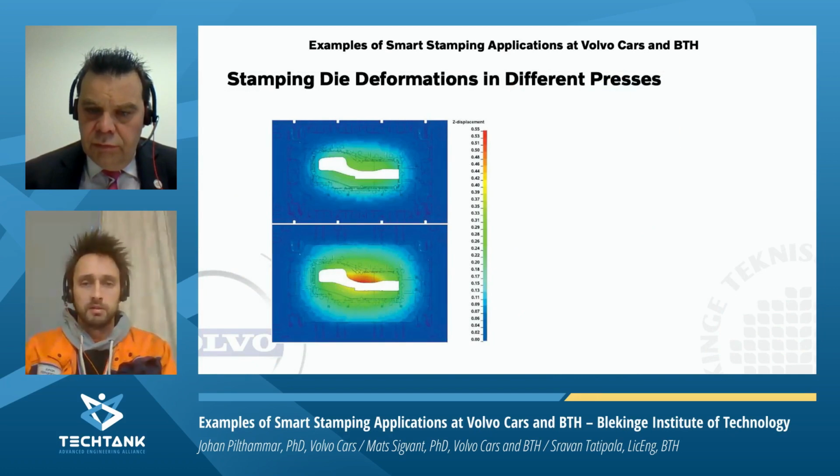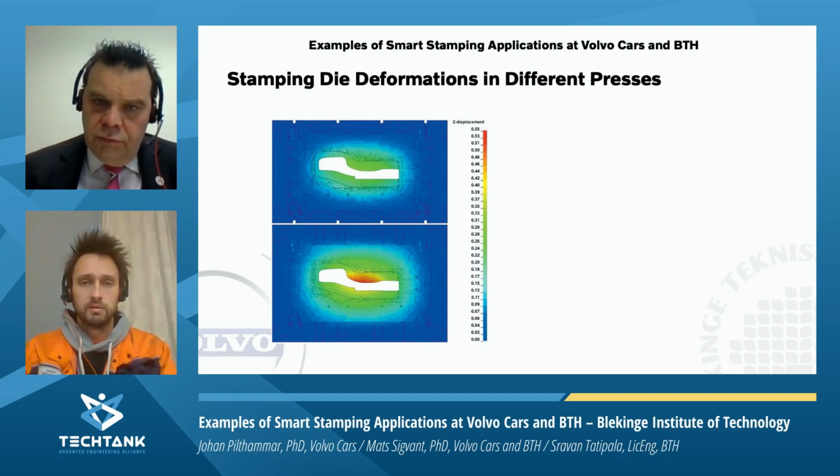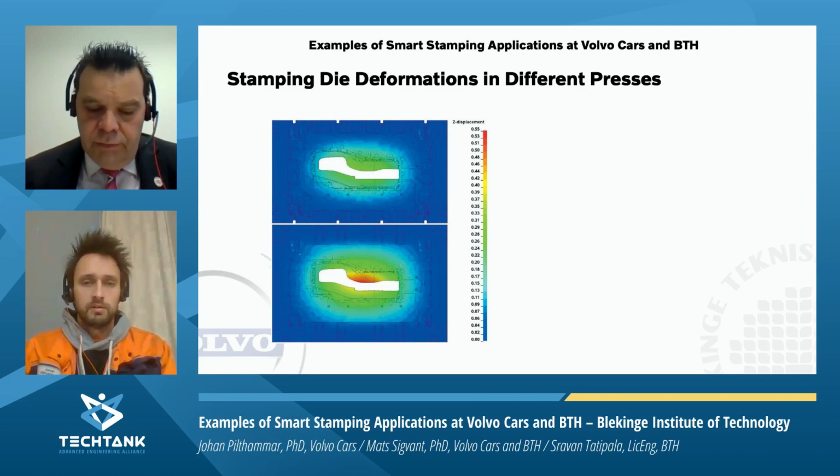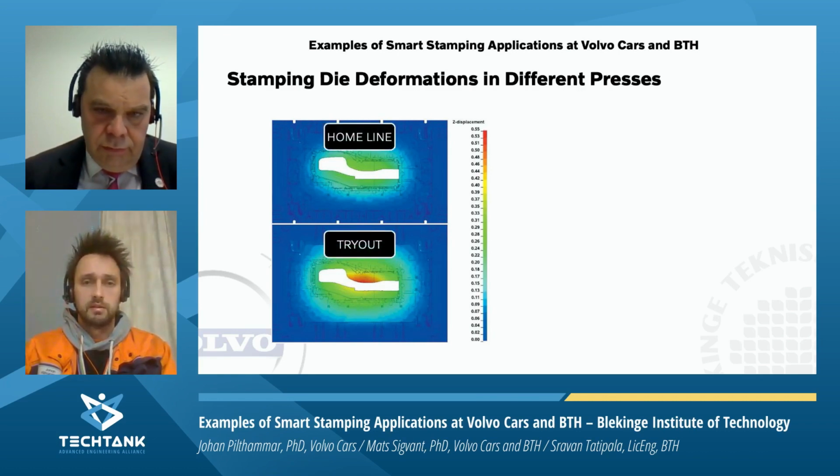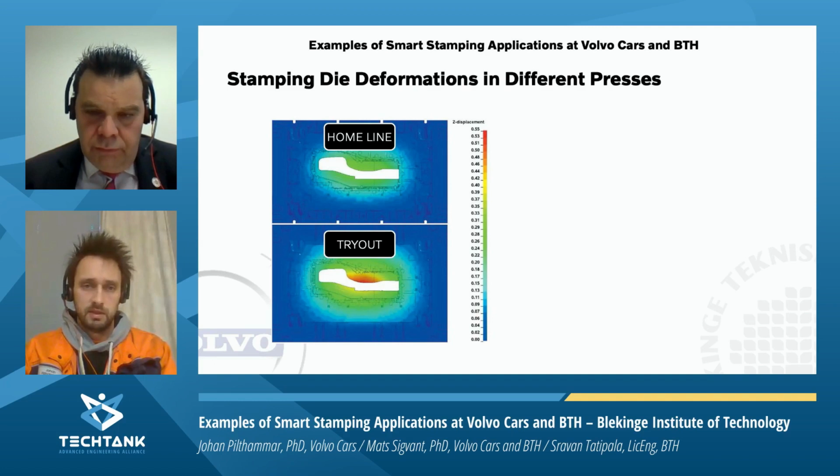And we have started to use this in tryout for internal dies that we make at Volvo Cars. What you can see here, from below or from inside the die, is the blank holder of a double action stamping die. This is the same blank holder in the tryout line and in the home line. The color represents the bending or the flexibility of the blank holder. So you can see that you have one bending of the stamping die in the tryout line and another bending in the home line.